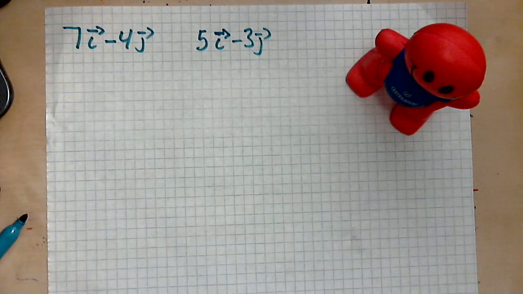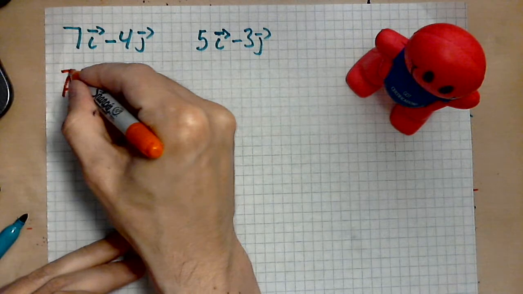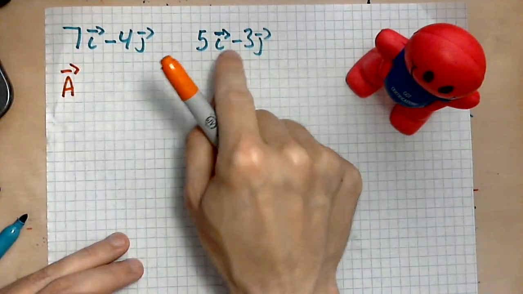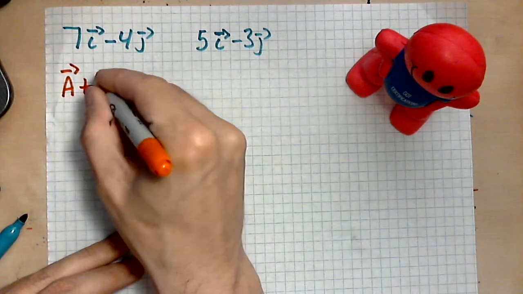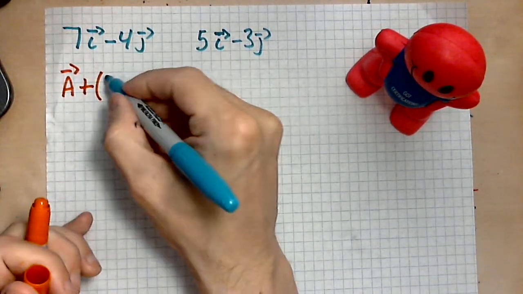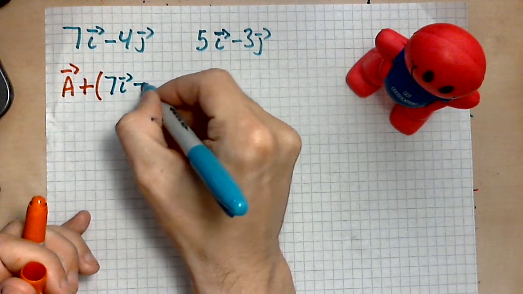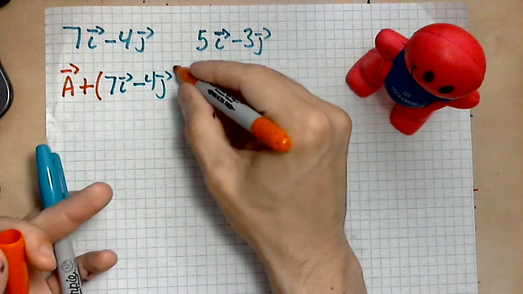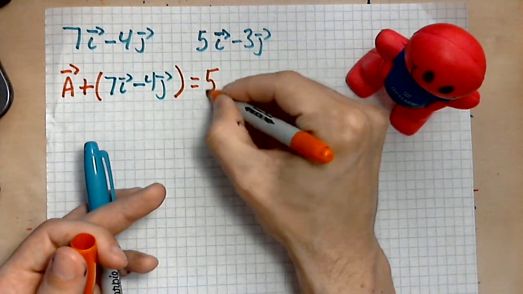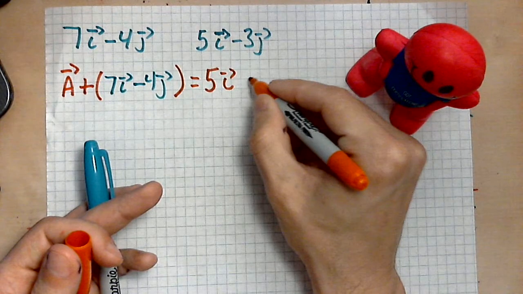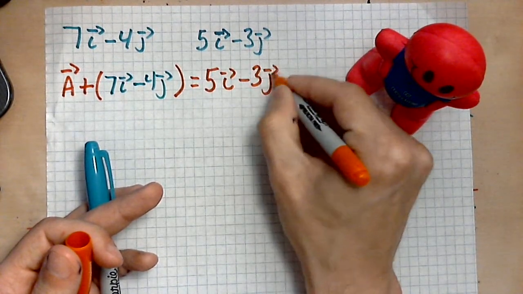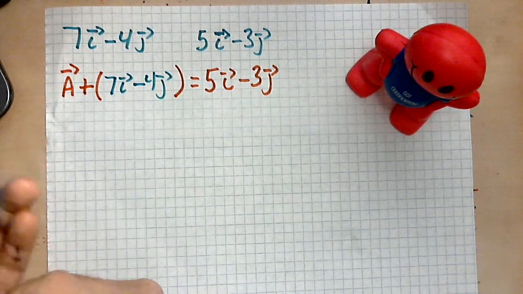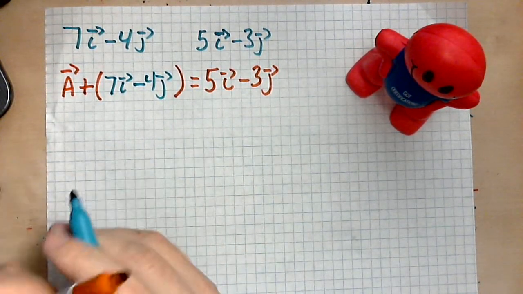There is a vector we don't know, we will call it A, and A added to this vector gives that vector. So A plus 7i minus 4j gives a new vector that is 5i minus 3j. So remember, the i and the j are the unit vectors along each of the axes. So this is the equation to be solved.